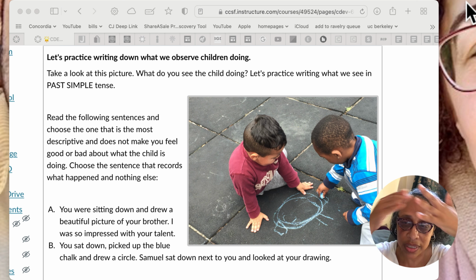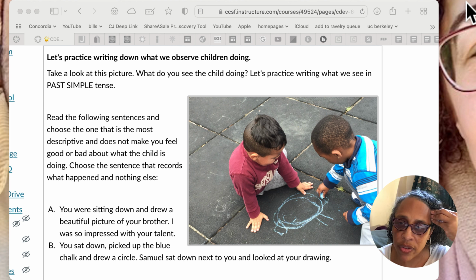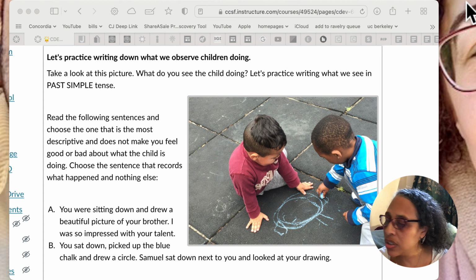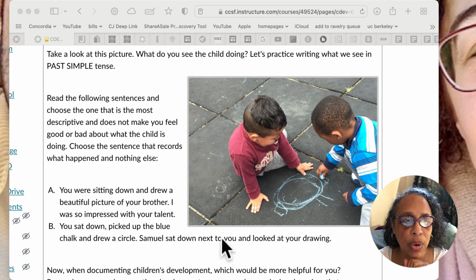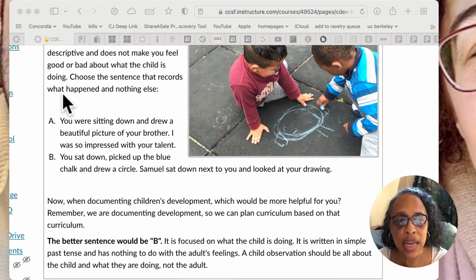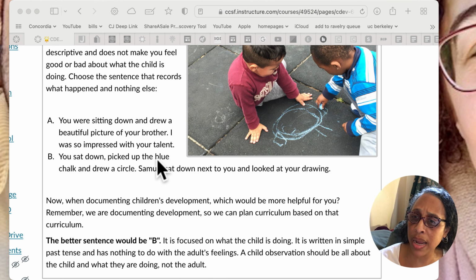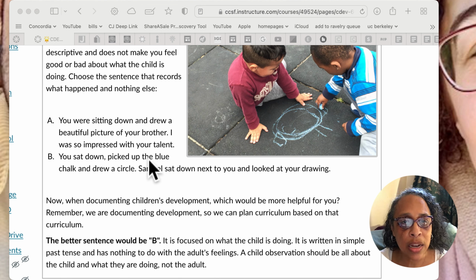We're going to stop that for a minute and turn that part of our brains off, and we're just going to write down what we see, just like a camera. The camera has no thoughts involved. It's just recording what it sees. I have this example here of this picture of these boys, and I give you two. One possible way to write this is: you were sitting down and drew a beautiful picture of your brother. I was so impressed with your talent. That sounds like a good one, right? Sounds okay. Another version would be: you sat down, picked up the blue chalk, and drew a circle. Samuel sat down next to you and looked at your drawing.